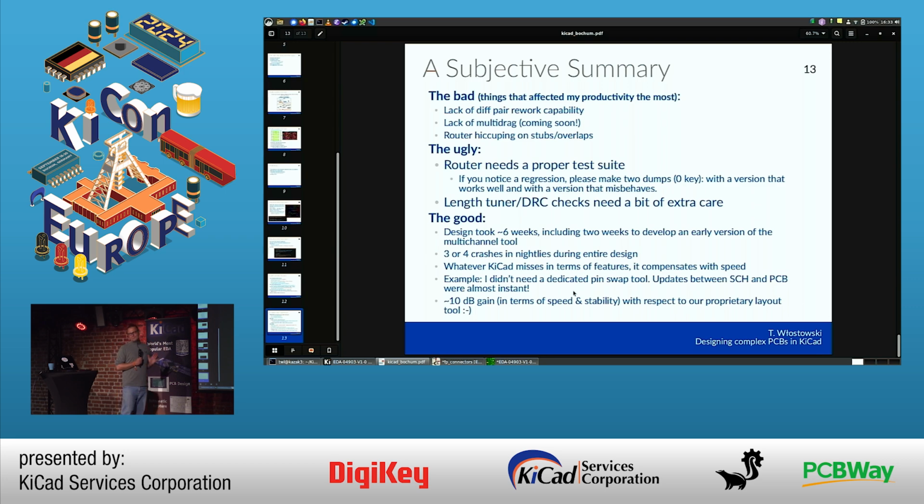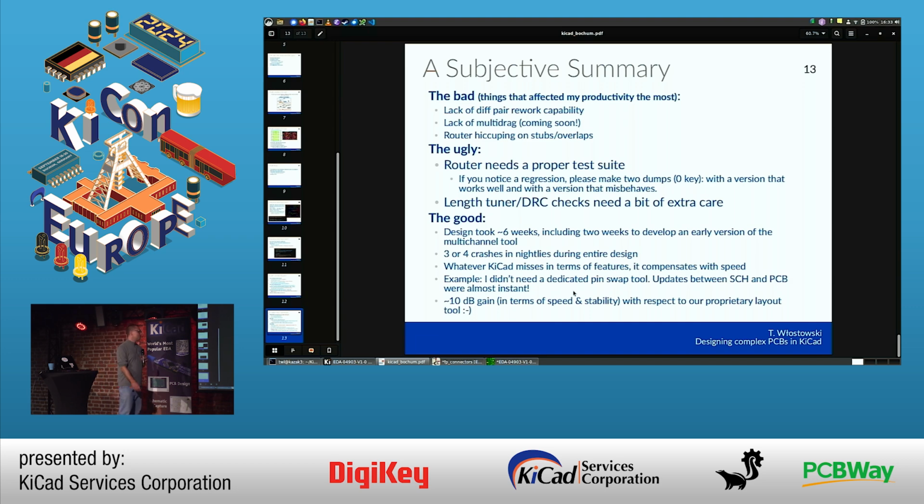Just a note, if you see any regression in the router, when you create these dumps with the 0 key, if you could, make two. One with a working version of Kicad and one with the version that misbehaves. This will let us react and fix the bug and analyze it much faster. Yeah, also length tuner and DRC checks. This is undocumented and with a bit of an obscure interface.